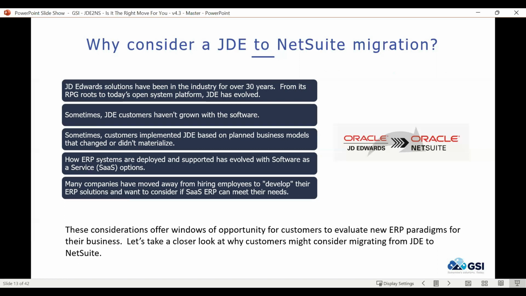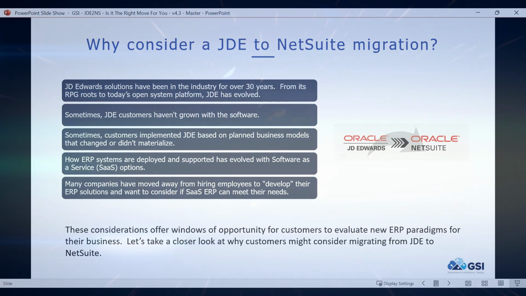So these are some of the windows of opportunity that customers look at. They begin to think to themselves, hey, should we consider this migration?